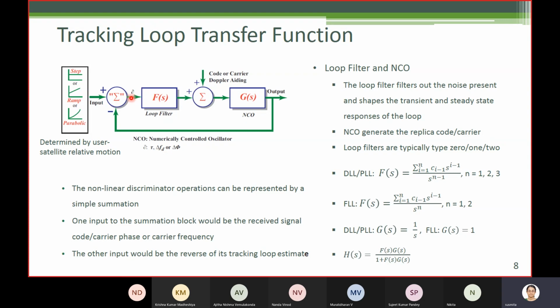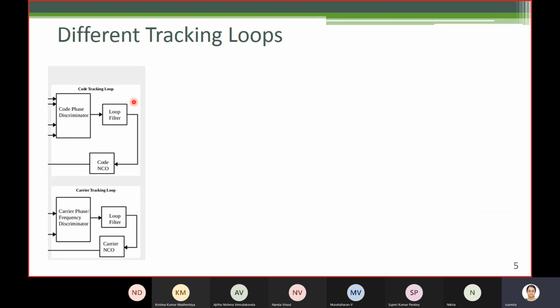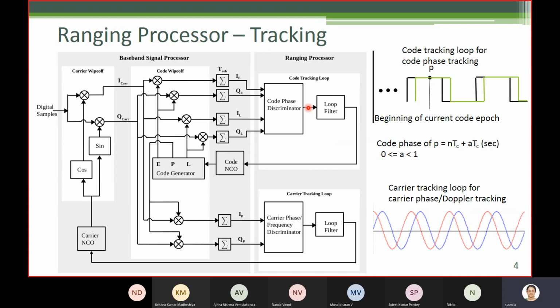We know that the output will be error. What is the error? If we are interested in code phase tracking, it is tau. If we are interested in Doppler tracking, it is delta FD. This is the discriminator output. If we are interested in carrier phase tracking, it is delta phi. So depending on which loop you are running, this will be either tau or delta FD or delta phi. So this point here actually corresponds to this one, here and here.